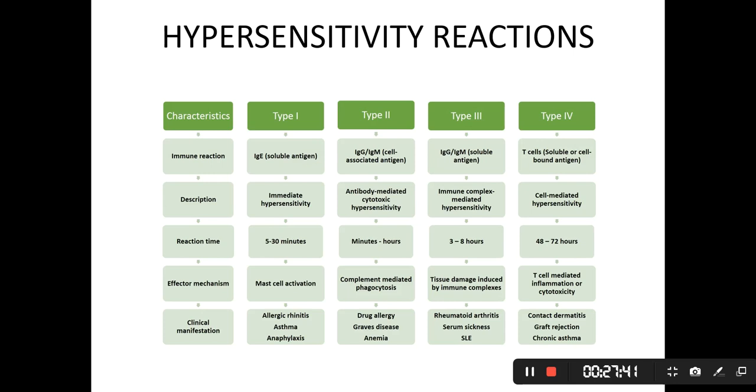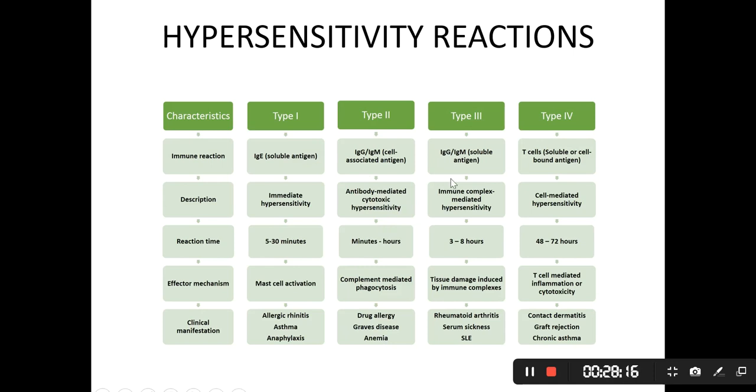Now type 2 is called complement mediated. What happens here is complement mediated phagocytosis occurs. But it is generally an antibody mediated cytotoxic hypersensitivity reaction, and it takes minutes to hours. Type 1 was like 5 to 30 minutes, very rapid. This takes a little bit longer than that, so minutes to hours. It is IgG or IgM mediated, and the examples are drug allergy, Graves disease, or anemia like autoimmune hemolytic anemia. They all come under type 2 hypersensitive reactions.